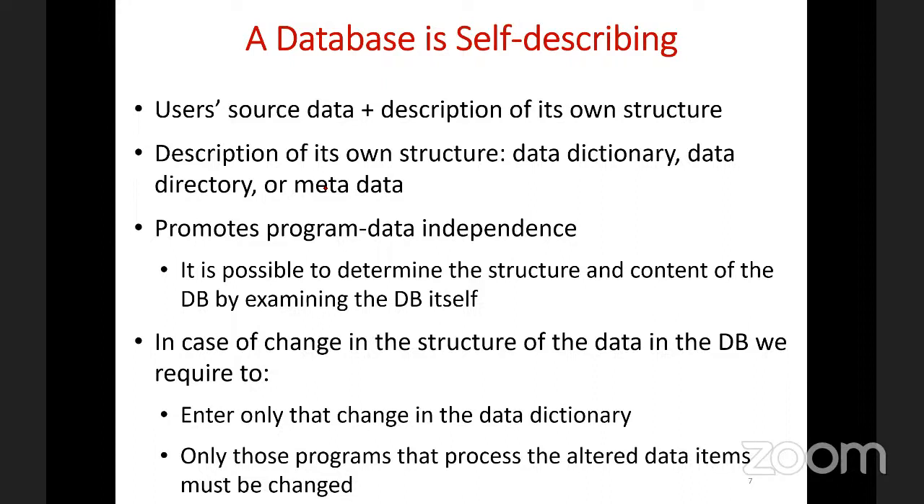So in the data dictionary, you are supposed to modify that, and then only those programs which are processing that, which are using that pin code field in some manner, only there you are supposed to make a change. So this is how it promotes data independence. Now the second part of the definition.